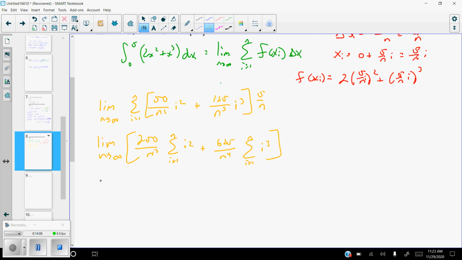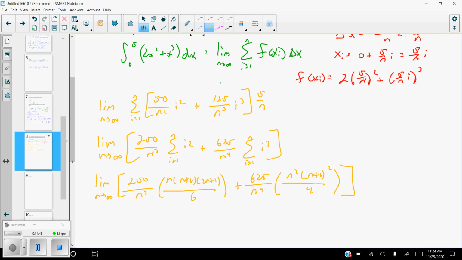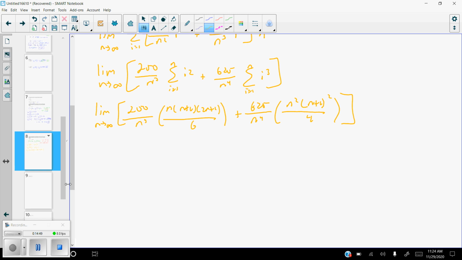So now let's go ahead and replace our information. So I have 250 over n cubed, the sum of i squared, we've done that one before, n times (n plus 1) times (2n plus 1) over 6. And then the sum of i cubed we really have not used before. That one is n squared times (n plus 1) squared over 4. And now we're ready to evaluate our limit. Again, we don't need to simplify from here. We just need to realize what would happen if we did.